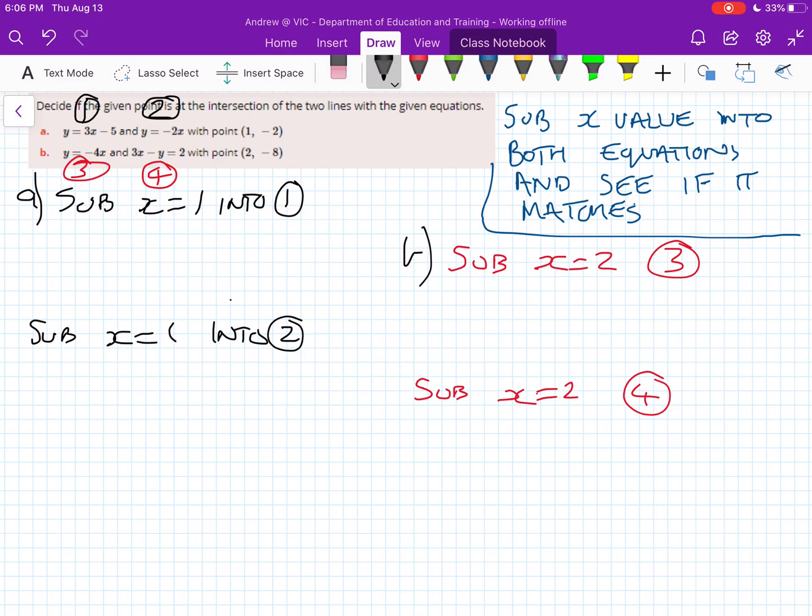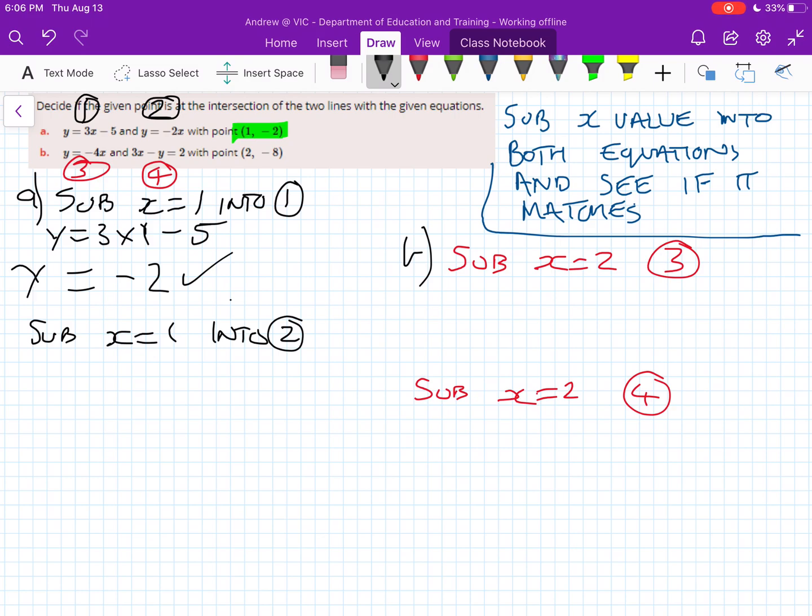So with this first one, we need to see if these two intersect at the point (1, -2). How we do this is we substitute x is equal to 1 into both of our equations and see if it comes up with -2. So I'm going to sub x equal to 1 into equation 1. We get y is equal to 3 times 1 minus 5. So 3 times 1 is 3, and then we take away 5, that's -2. And that's the answer we're looking for, -2 as the y value, so that's all good.